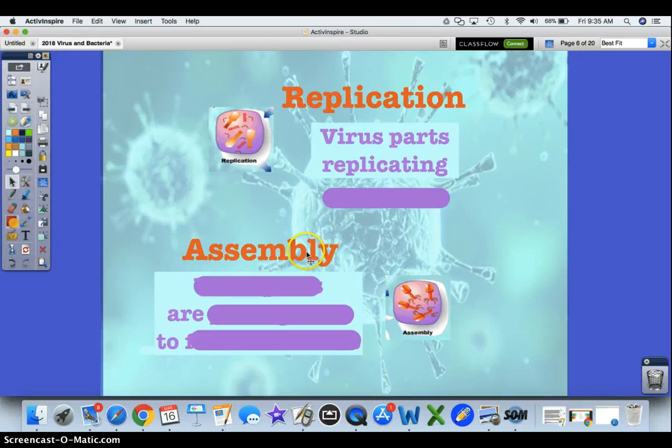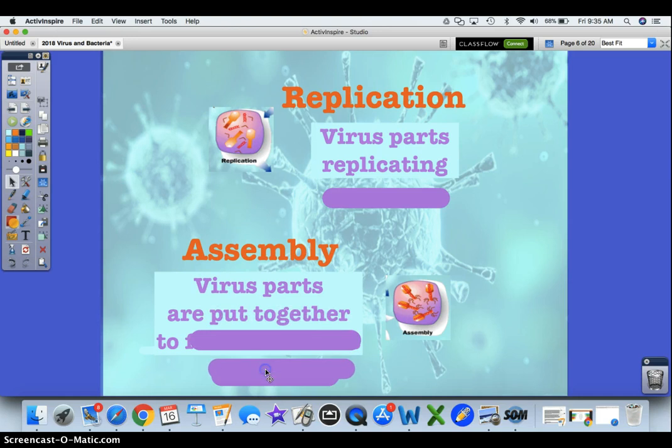What is assembly? To come together. Put them together. So virus parts are put together to form an actual new virus. So the first block says virus parts replicating. The second block says virus parts are put together to form a new virus.